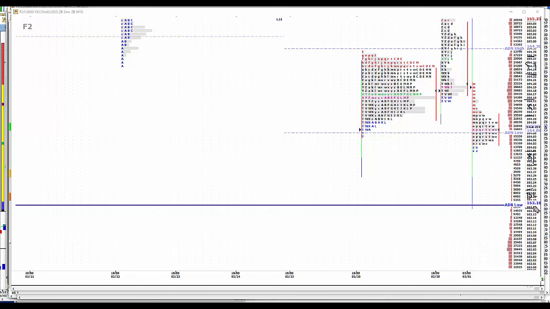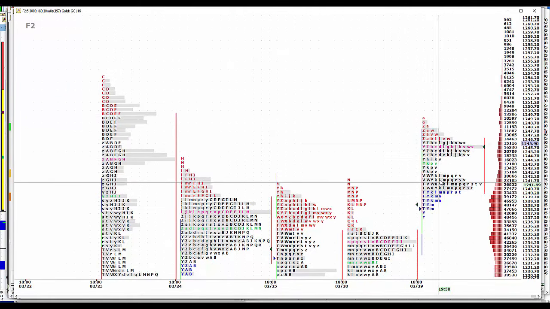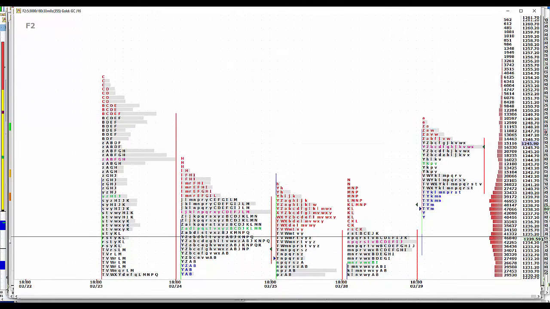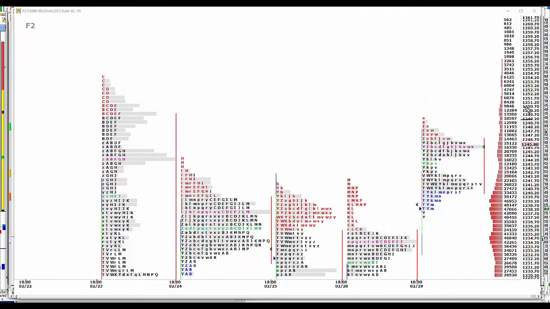Both gold and crude are higher. And we find ourselves at 50 on gold, so 49 to 51, sell one. 54, 56, sell two.